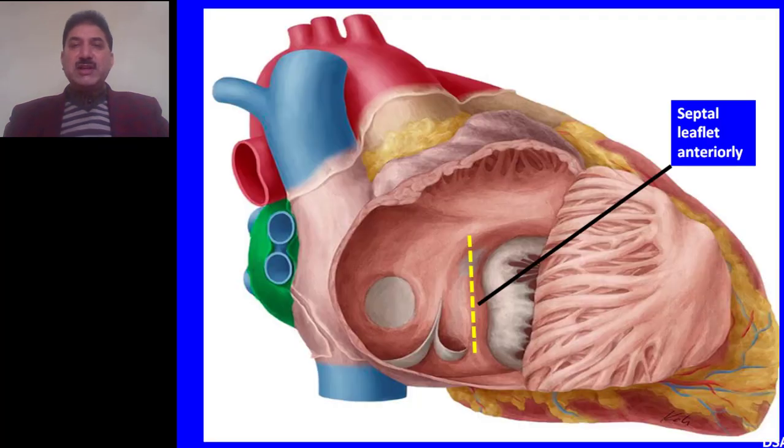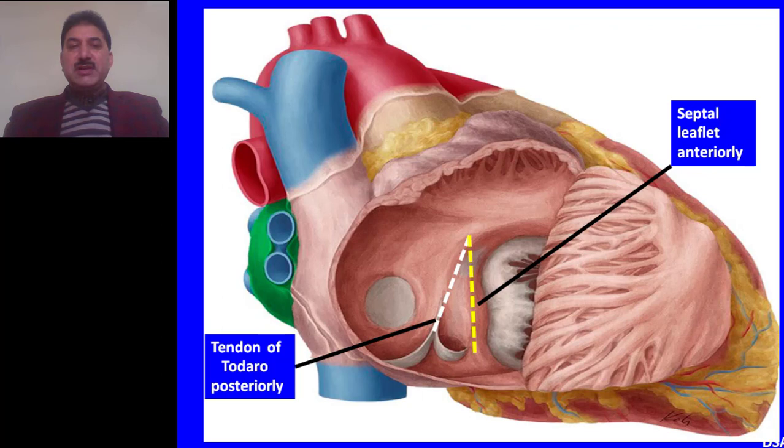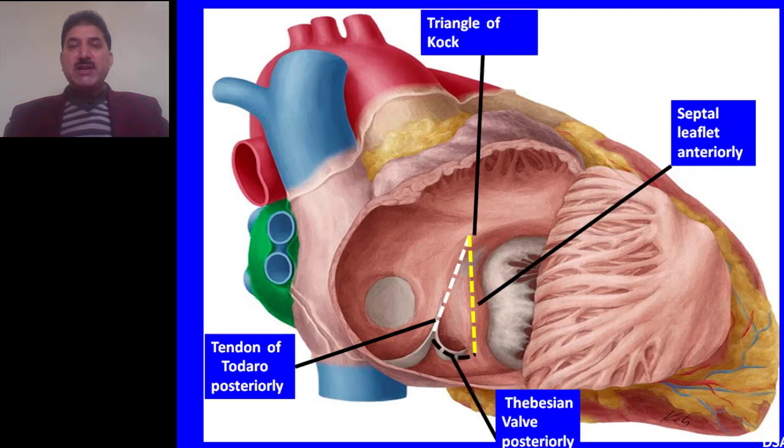As shown in this diagram, the boundaries of Koch's triangle are septal cusp of tricuspid valve anteriorly, tendon of Todaro posteriorly. Third boundary is formed by the Thebesian valve posteriorly. Between these boundaries lies the subendocardial area called triangle of Koch. This triangle of Koch is important clinically because it contains AV node.